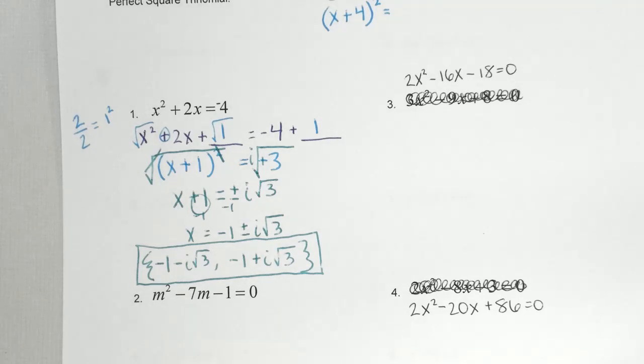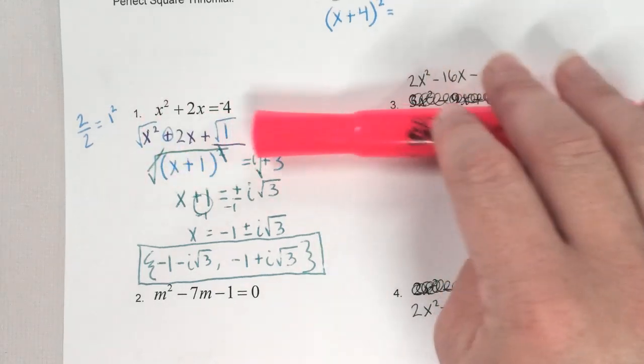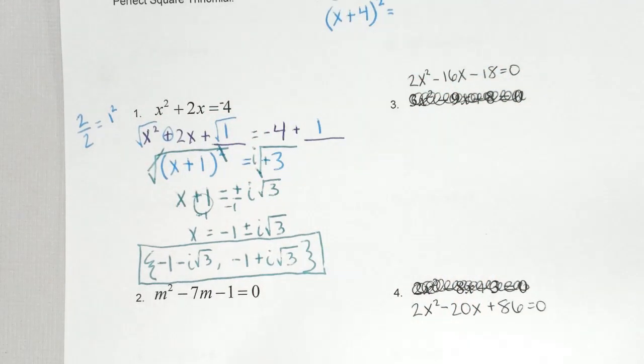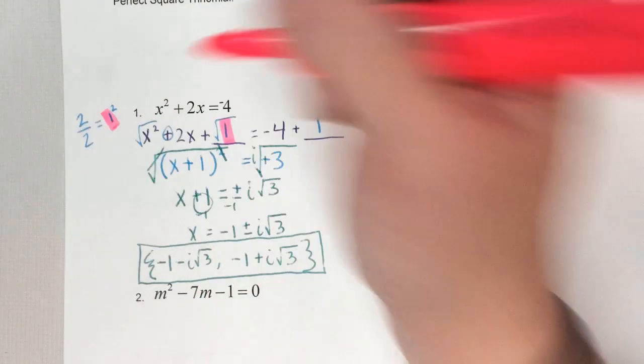Any questions with that? So what I want you to realize is the only new part is this first part. Getting it in this form is the only new part. I also want you to see that whatever goes here is whatever we squared here.